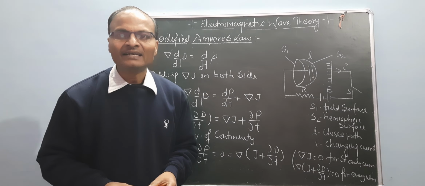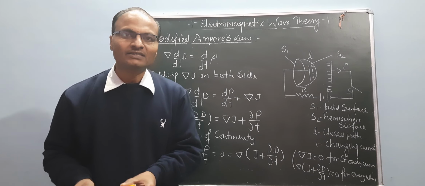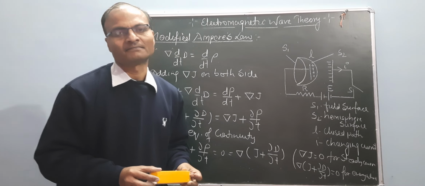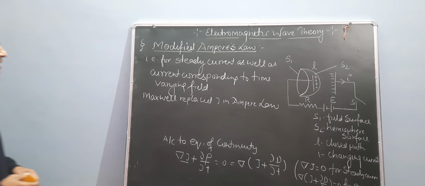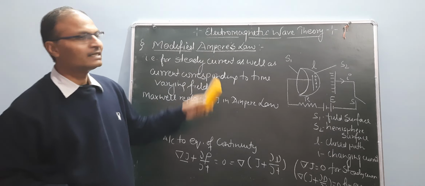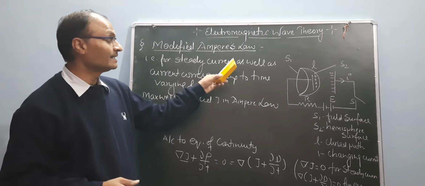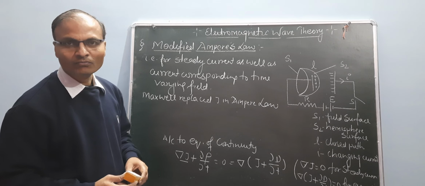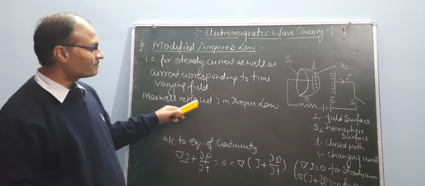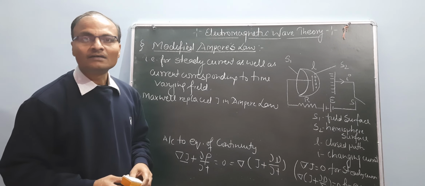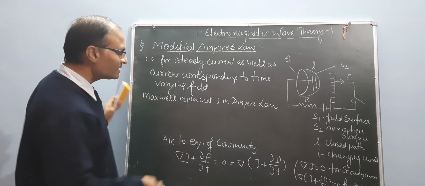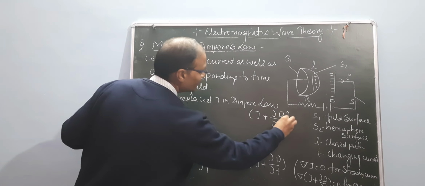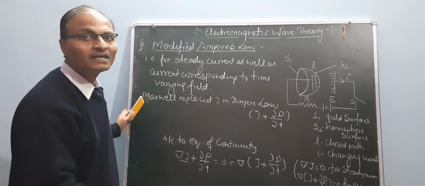So, Maxwell replaced J in Ampere's law. What is J in Ampere's law? It becomes J plus del D over del t. That is for steady current when charge is at rest as well as current corresponding to a time varying electric field. So Maxwell replaced J in Ampere's law with J plus del D over del t. This is the modified equation of Ampere's law.